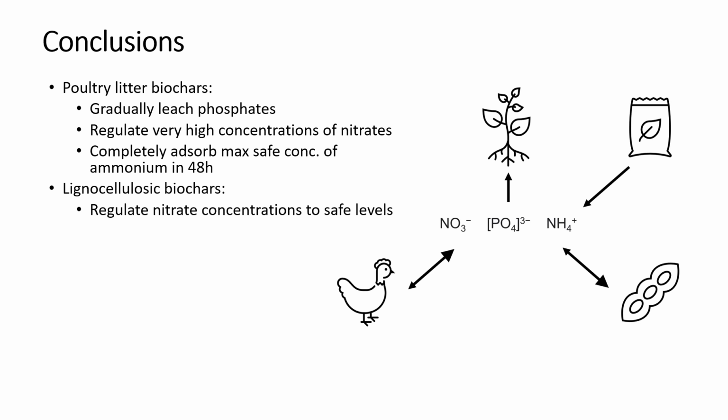So if you have poultry litter biochars that are slowly releasing nitrates for use by plants, but plants can't use all of those nitrates, those poultry litter biochars, if the concentration gets high enough, will adsorb them back down to the maximum safe levels, and then lignocellulosic biochars will take over and regulate them back down to even lower levels, which overall drastically reduces the risk of nutrient pollution of waterways from agriculture.